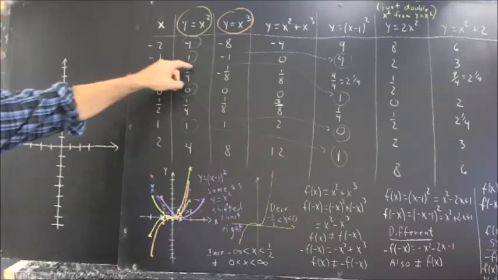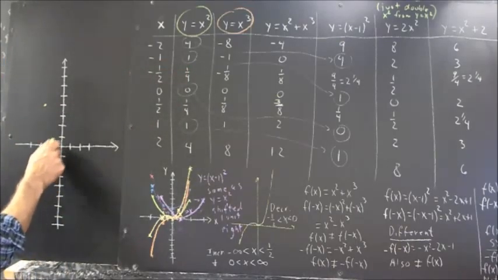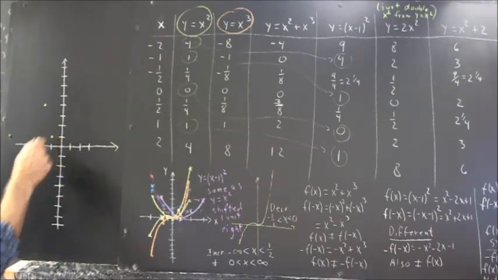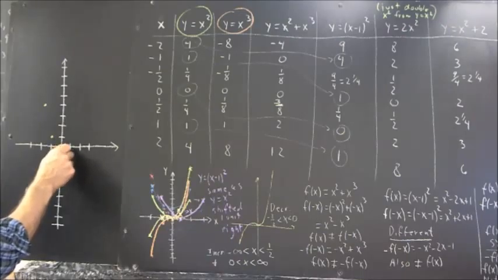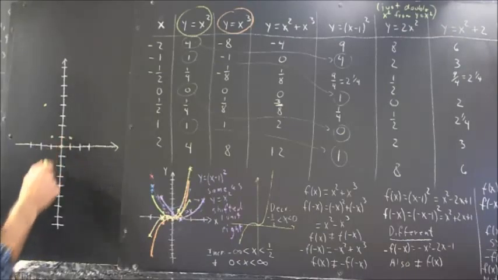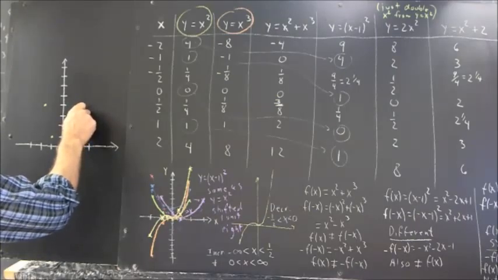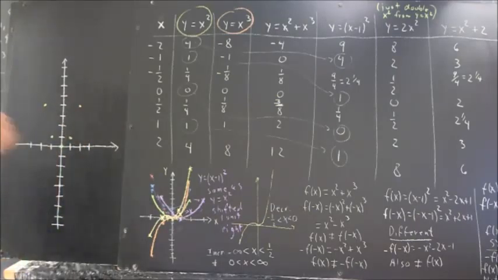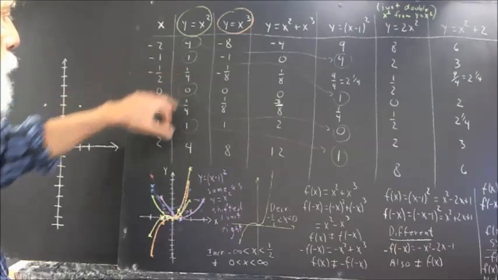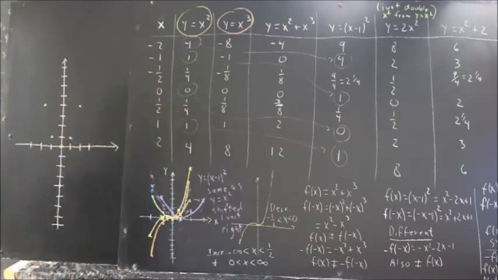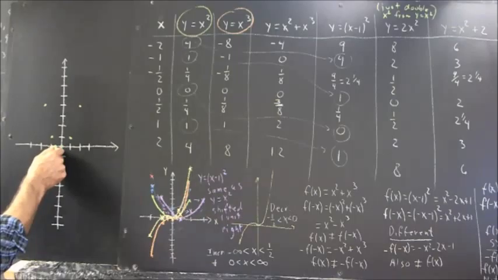And then -1, 1. Well, -1 here, 1 here. There's our point. And we have 0, 0, and we have 1, 1, and we have 2, 4. And we also have -1/2, 1/4, and +1/2, 1/4. So when we come in here to the halfway point, our value is only 1/4.